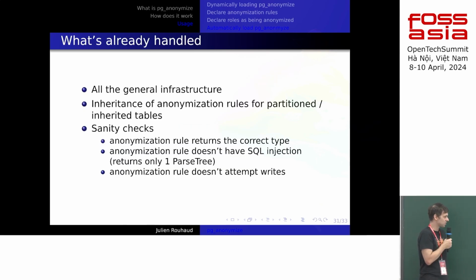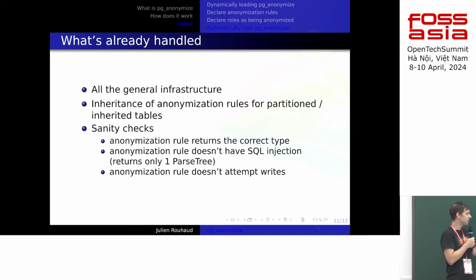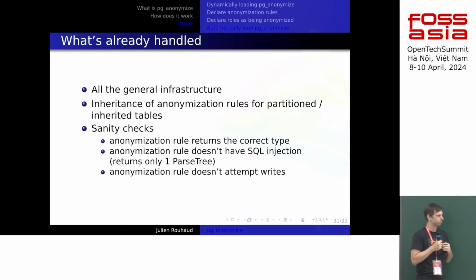So what is already handled in the extension? All the general infrastructure I showed you is already stable and working as expected. Inheritance is handled with partitioned tables and inherited tables, with also the possibility to override something on a partition itself if you want different anonymization on different partition tables.